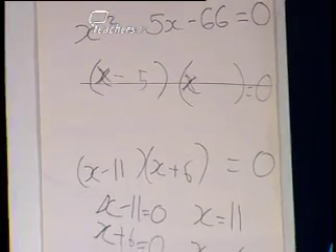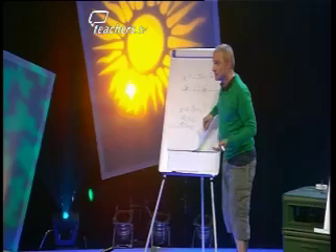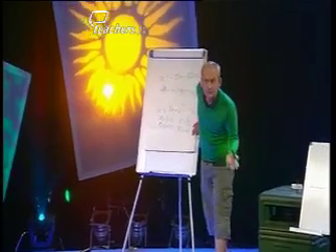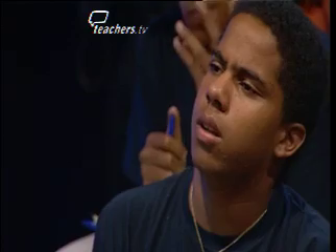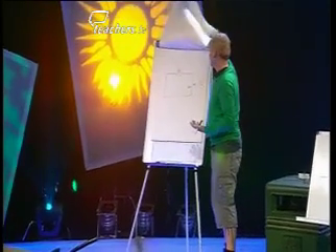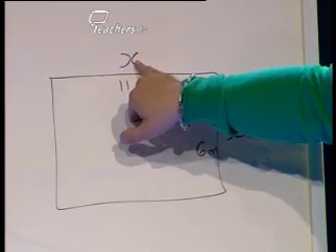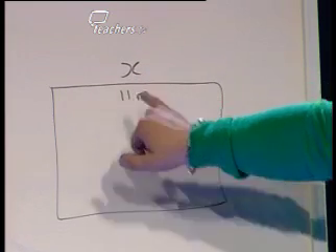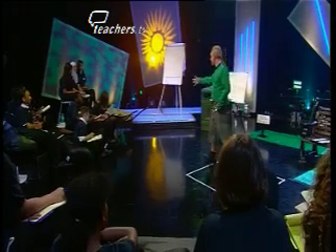What about the other solution? x is minus 6. Does x equals minus 6 work? Well, it's a solution to the equation, but can we have a length of minus 6? No. So we have to use the sensible solution to fit the problem of my flower bed.